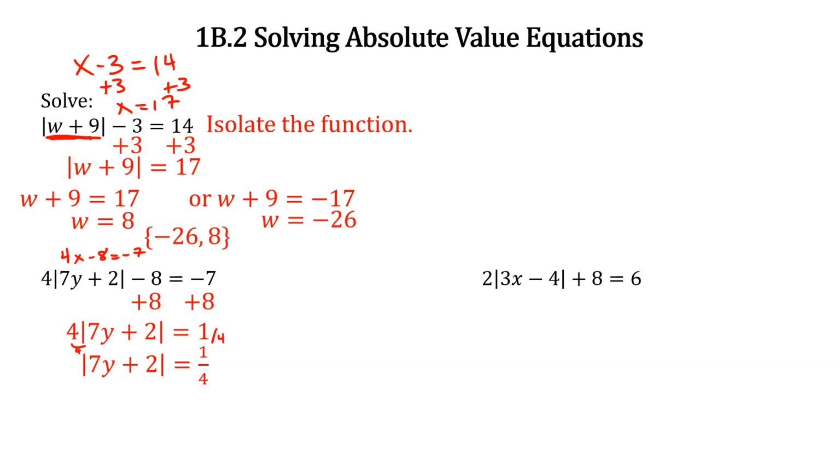Now I've got the function by itself. I can set up the positive and negative. Double check yourself here, pause it here, work this one out so you make sure you know how to do the algebra, and check your answer in just a second. So you should have got negative 1/4 and negative 9 over 28. Okay. Pause it again and try to work out this last one, please.